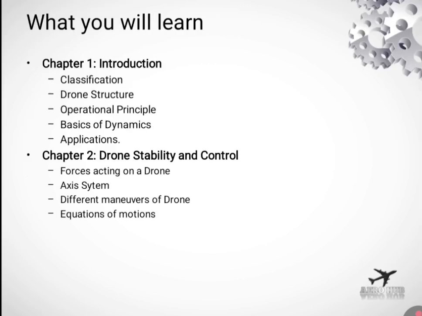In chapter 1, we will go through the introduction, basically the classification of the drone and the main structure of the drone, like what the components are, the functionalities of each component, the operating principle, and the basic dynamics of a quadcopter, what the different kinds of motion of a quadcopter are and how they are achieved, and the applications.